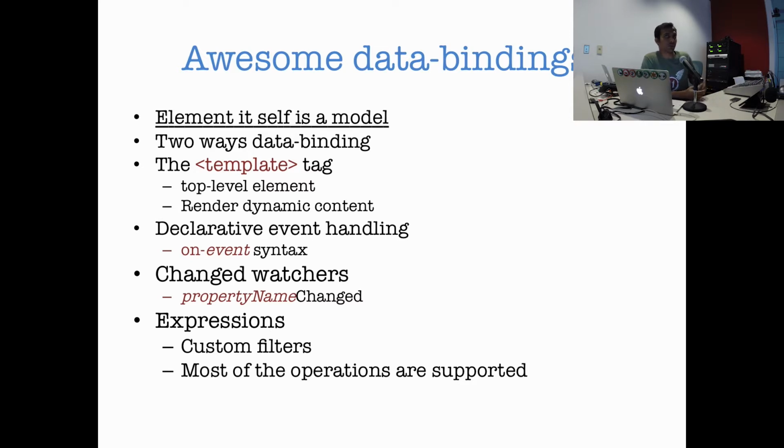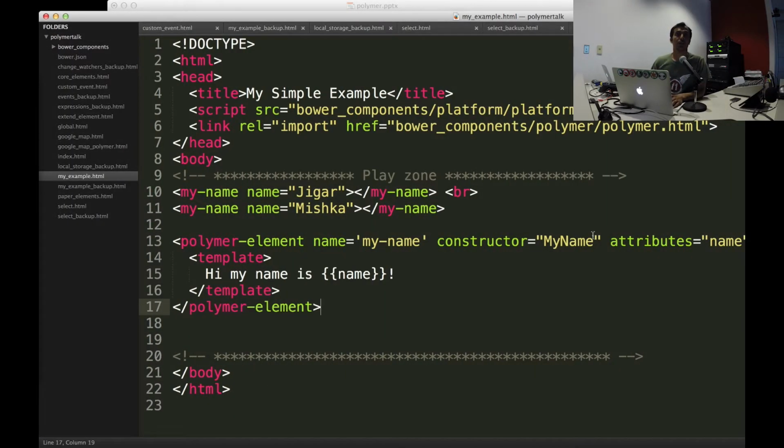In Angular, you have some scope that you bind to your HTML. In this case, the element itself is a view model. So any property that you have on the element itself, you can use in your bindings. In this case, we created a name which is defined on the property itself, and now we can start using name in that HTML.